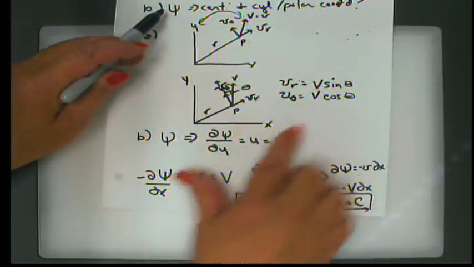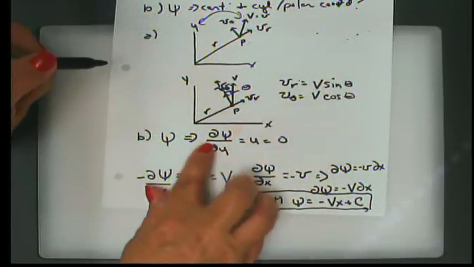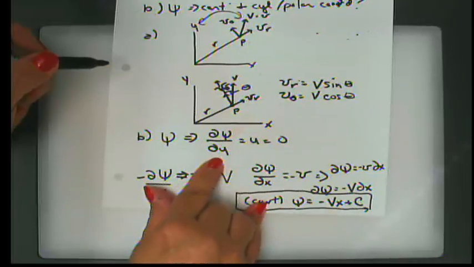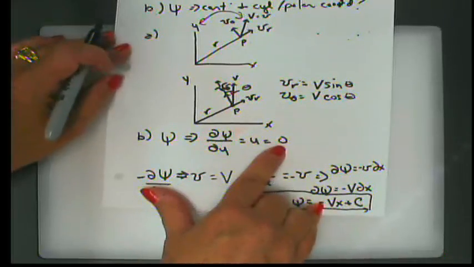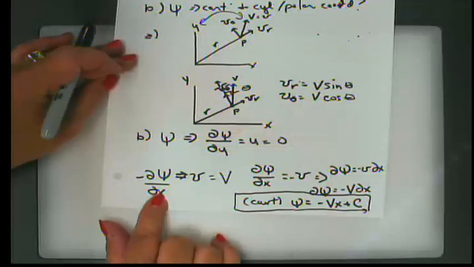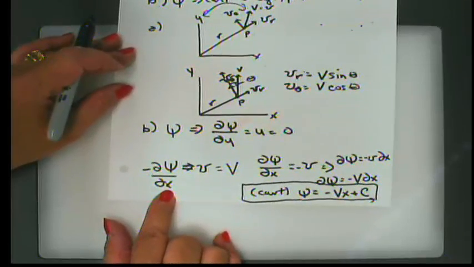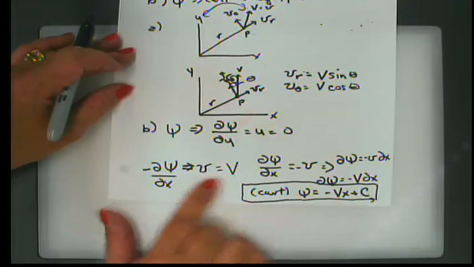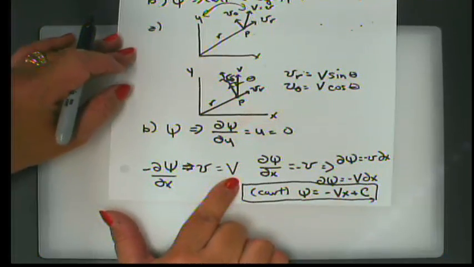So this is part A. Part B, we have the stream function, which we know that del psi del y is equal to u, and we're told that u is equal to 0. So that's not really useful at this point. However, in the other direction, we know that negative del psi del x is equal to v, and we're told that that value is capital V.